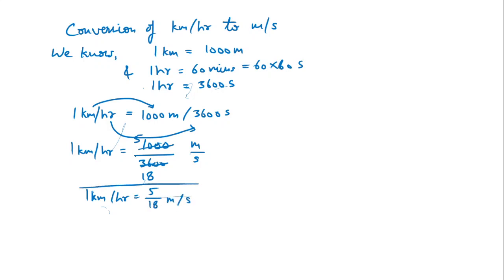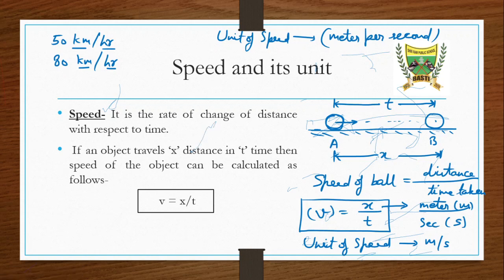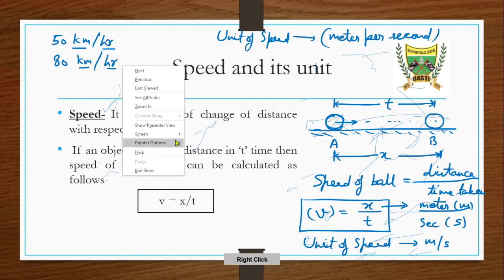So this has become our conversion factor. This 5 by 18 is our conversion factor. When we have to convert kilometer per hour into meter per second, we will say 1 kilometer per hour is equal to 5 by 18 meter per second.